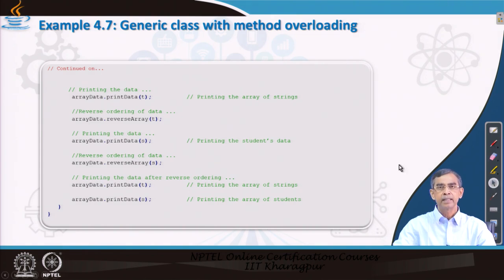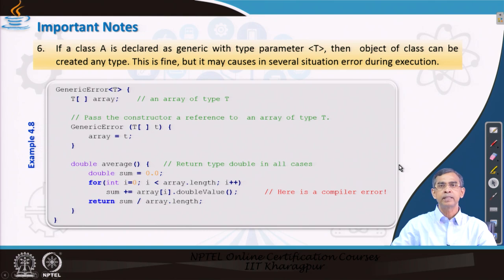So, this basically signifies how the different types work. Now, in this context we want to mention one important check which is very important. If a class, say A, is declared as generic with any number of parameters, let it be T, then an object of the class can be created of that type. The type can be anything. That is fine, right? We have learned about it, it works.